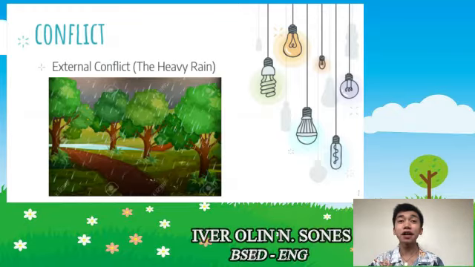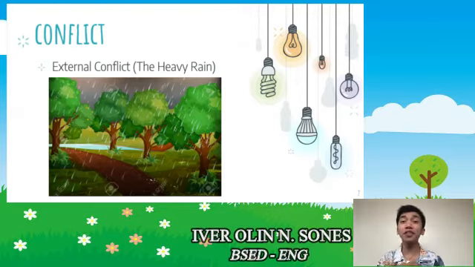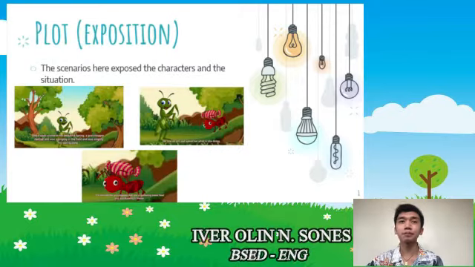The conflict. The conflict is the central problem around which a story revolves. There are two types of conflict that can occur. First is the internal conflict, which occurs within a person or a character. And next is the external conflict, which occurs between a person and another person, or with a machine, nature, or society. The conflict that happened in our story is the external conflict, which is the heavy rain.